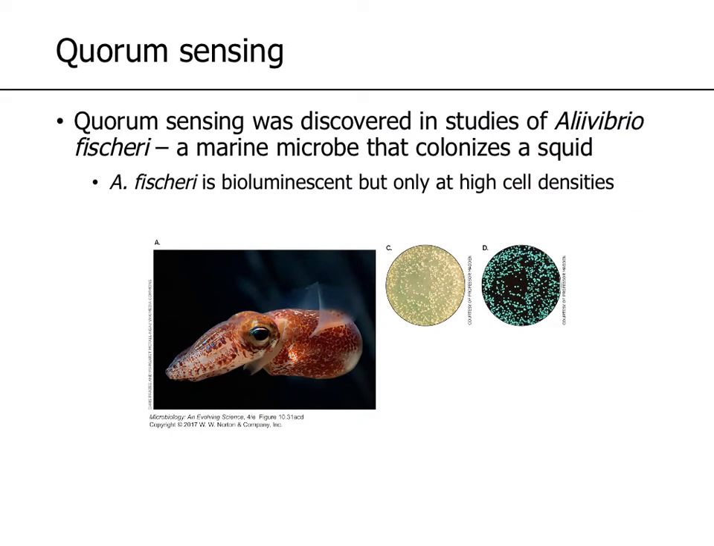There are still other types of regulation. One of them is called quorum sensing, which we've brought up a few times in other contexts. Quorum sensing is essentially a sensing of chemical molecules, which triggers some kind of behavior. It was discovered in studies of Vibrio fischeri, a marine microbe that colonizes a squid. It is bioluminescent, but only when it reaches high enough cell densities. When there are enough of them around, it causes this luminescence, in this case inside the squid.